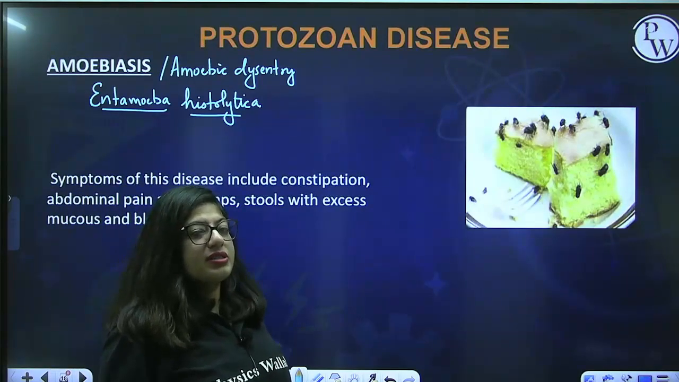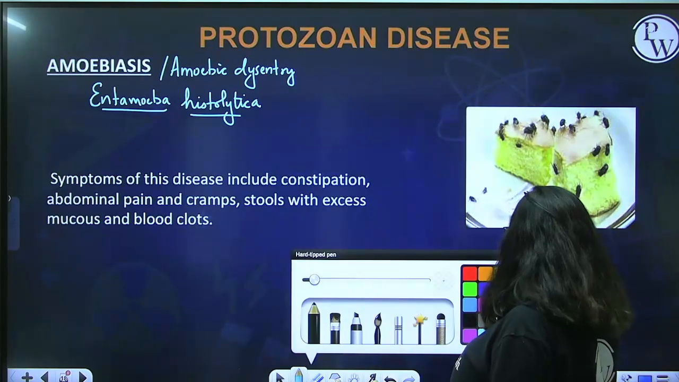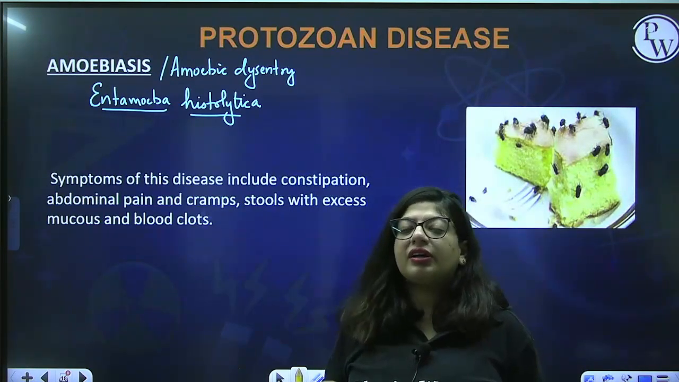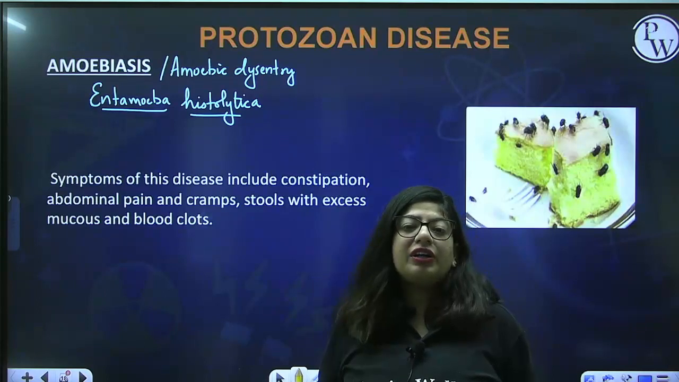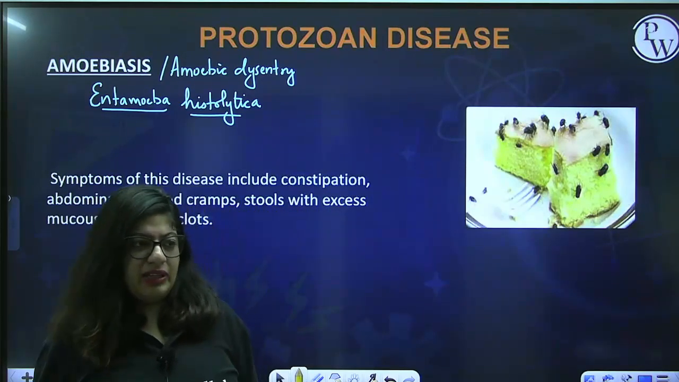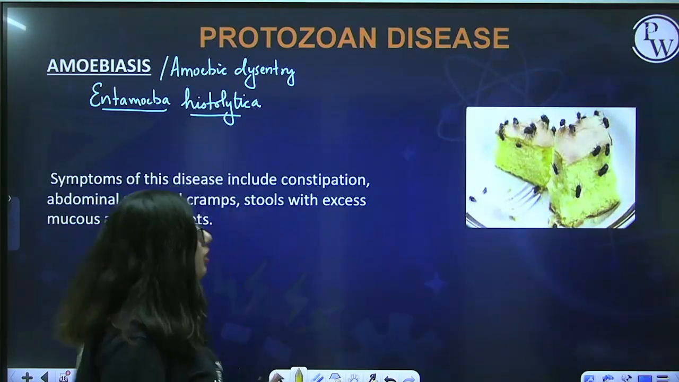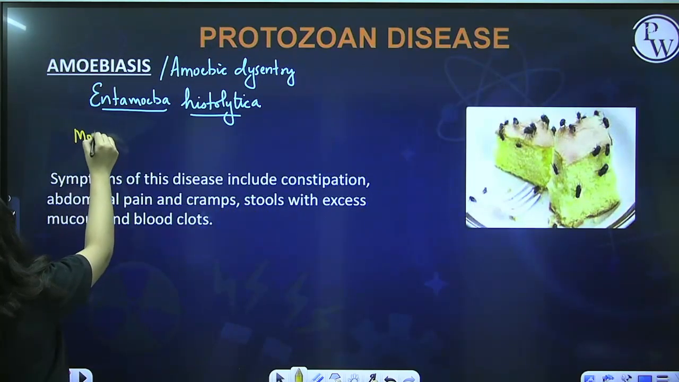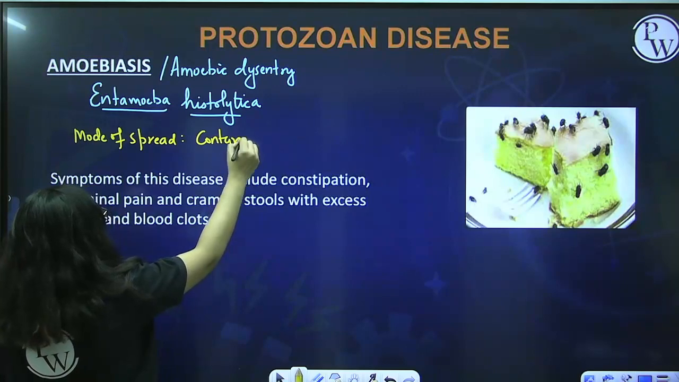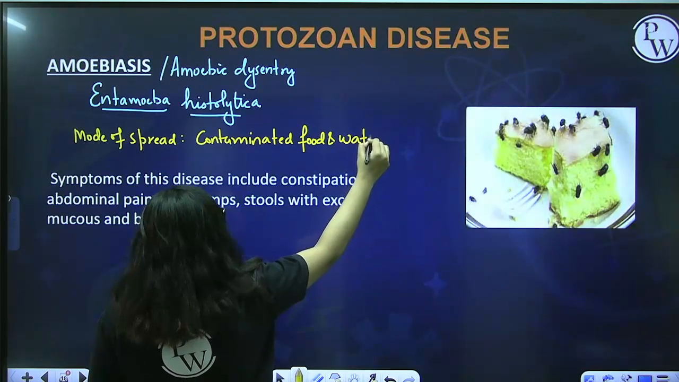Now how does this protozoan enter into your body? Most of the causative agents infecting your gut will spread through contaminated food and water. For example, if there is a disease that is infecting your small intestine, that means somehow you are getting the causative organism through contaminated food and water, right? So the mode of spread will be contaminated food and water.